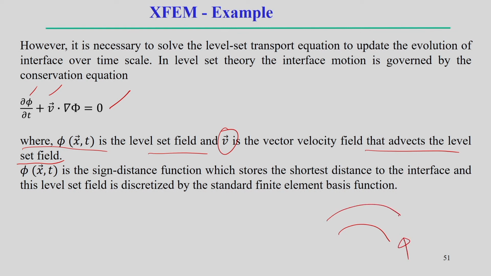Then the interface moves with the velocity v, and that velocity gradient we can put in. So this equation is necessary to solve to define the interface also. Here phi(x, t) is the signed distance function in this particular case, which stores the shortest distance to the interface.